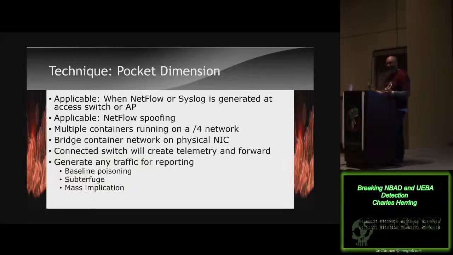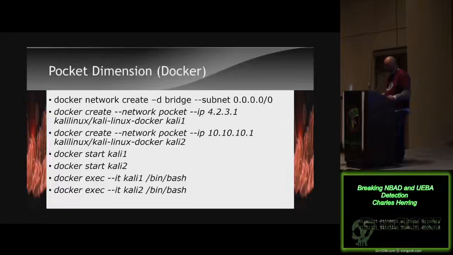And plugging that into an access switch, it's going to generate NetFlow records referencing your fake traffic. And it's going to look real to the access switch, so to like a Cisco 3850. So that's how it works. That's how you do it.